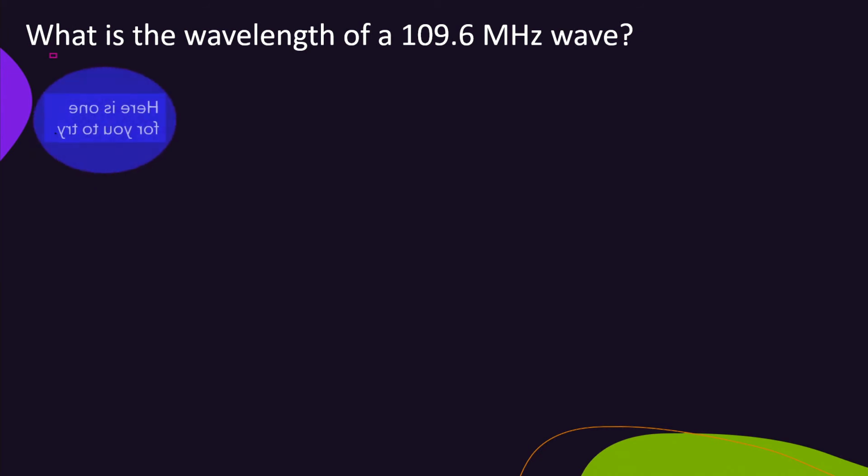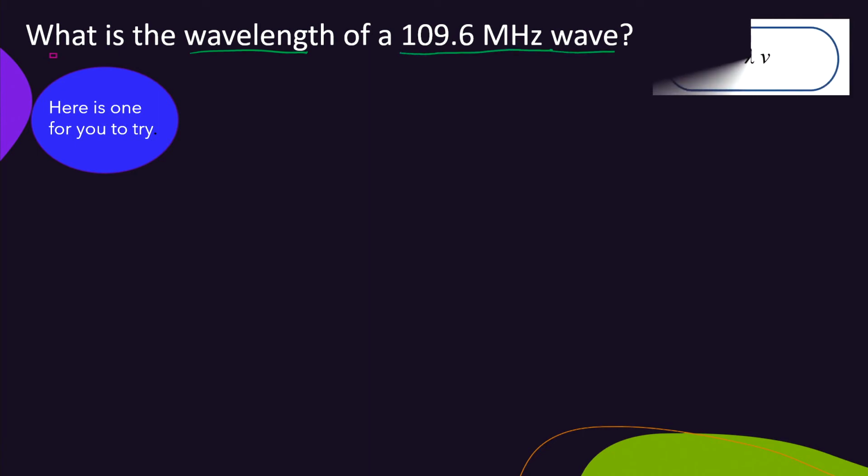Here's actually one that I'd like you to try. So the question reads, what is the wavelength of a 109.6 megahertz wave? Now what I will tell you is you have megahertz, so you have to make sure that your unit in this formula, your megahertz, have to be converted into hertz. So think back to your metric conversions. What's the relationship between mega and our base unit?